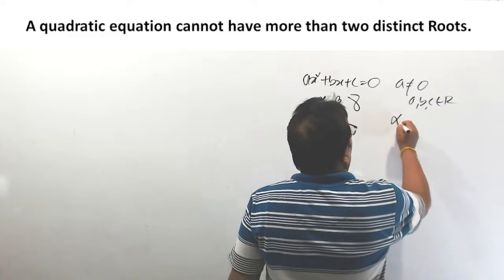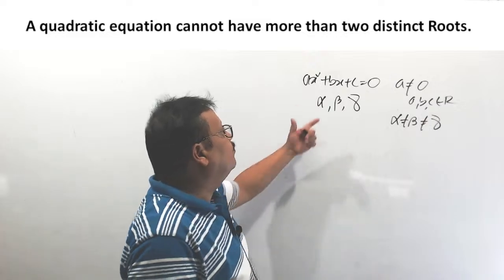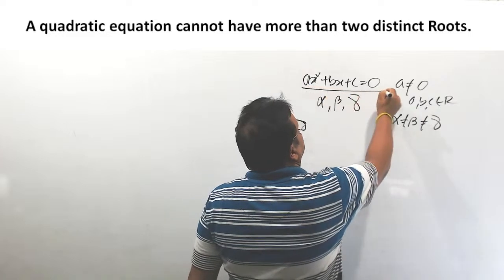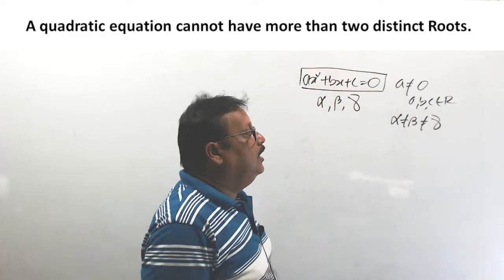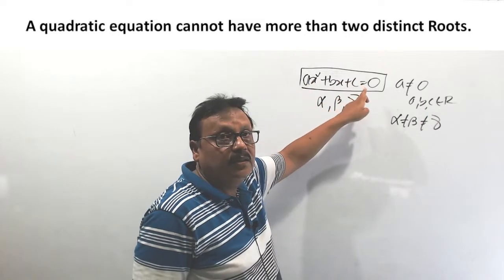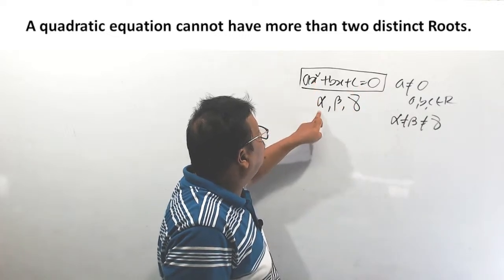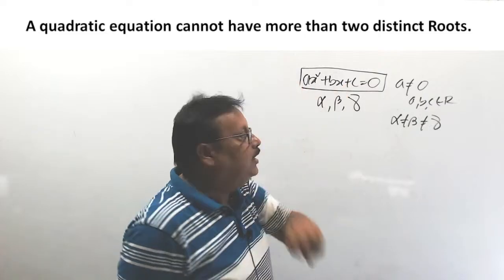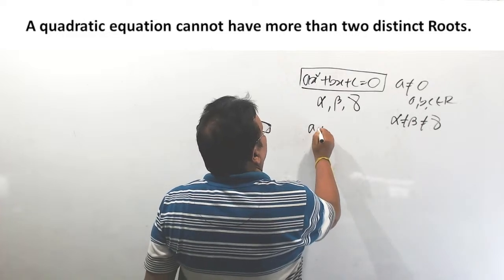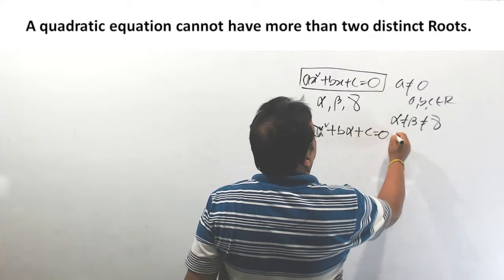And distinct three roots. That is, assume alpha not equal to beta not equal to gamma. Three distinct roots of the equation ax square plus bx plus c equal to 0. If alpha is a root of this equation, then of course alpha will satisfy. Satisfy means if we put x equal to alpha, then the left hand side will be equal to 0. Since alpha is the root, we can write a alpha square plus b alpha plus c equals to 0. Understood? Give it number 1.